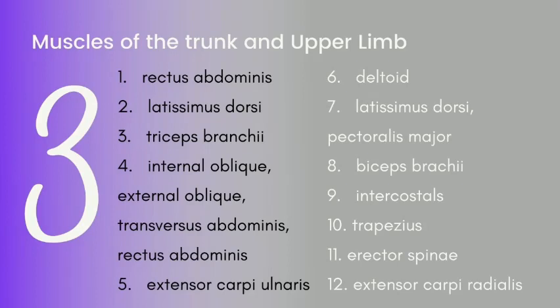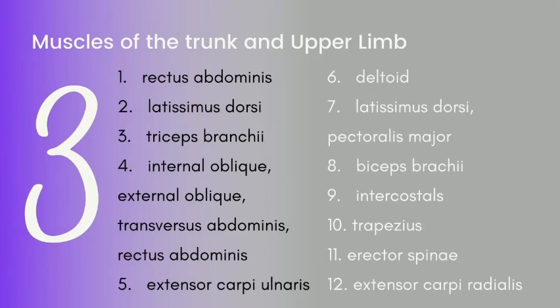Number 2, prime mover for pulling the arm posteriorly. So that is latissimus dorsi. It is located in the lower spine and iliac crest. It extends and adducts the humerus, the long bone of the upper arm. Number 3, elbow extender. Answer is triceps brachii. Its origin is in the shoulder girdle and the proximal humerus.